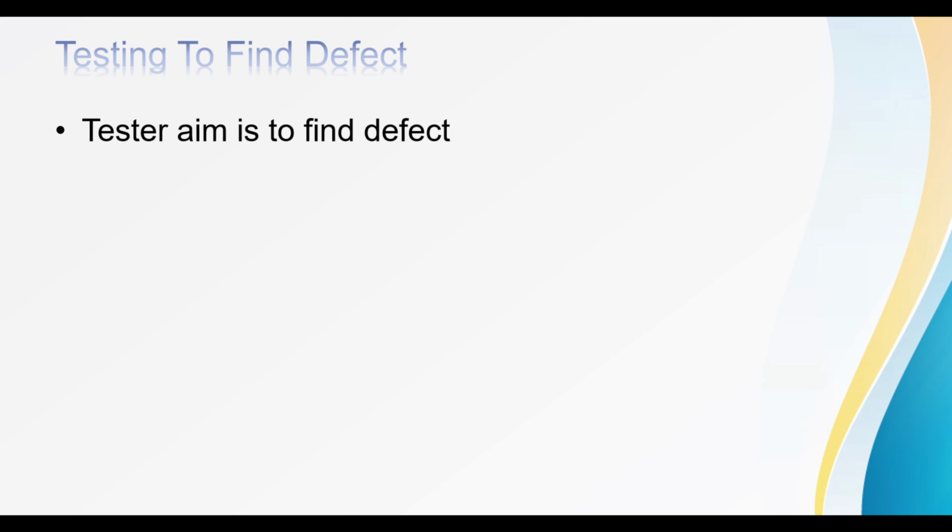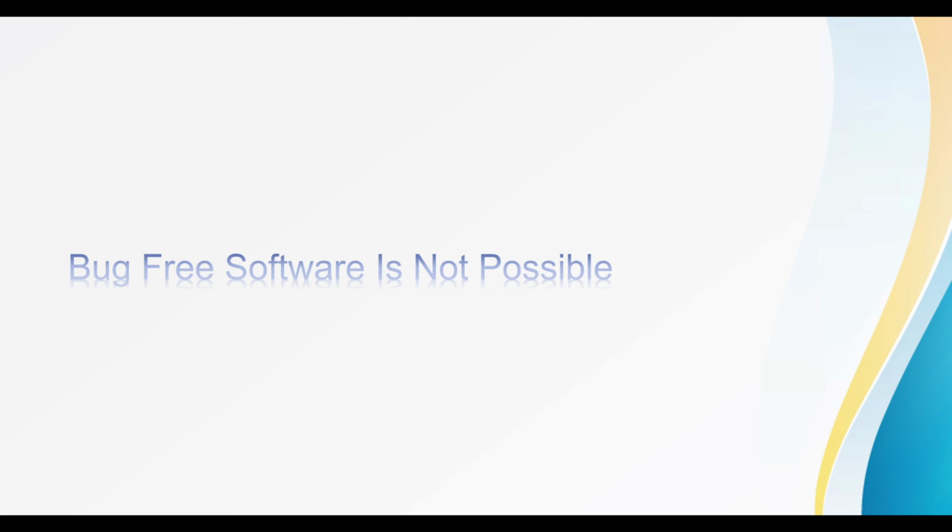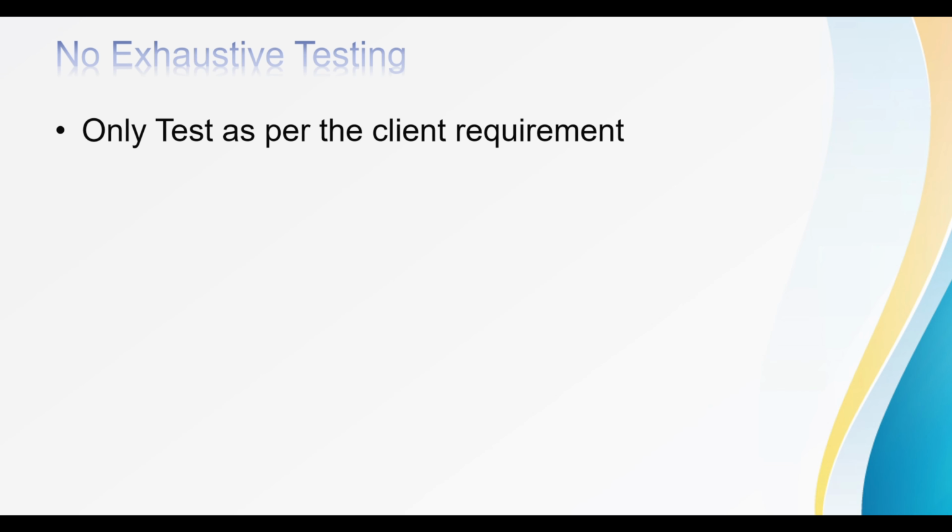Next one is testing to find defects. Basically, the tester's aim is to find defects. The tester's job is to find the defects. That is the tester's job. Bug free software is not possible is the fourth principle of software testing. No exhaustive testing. Only test as per the client requirement.